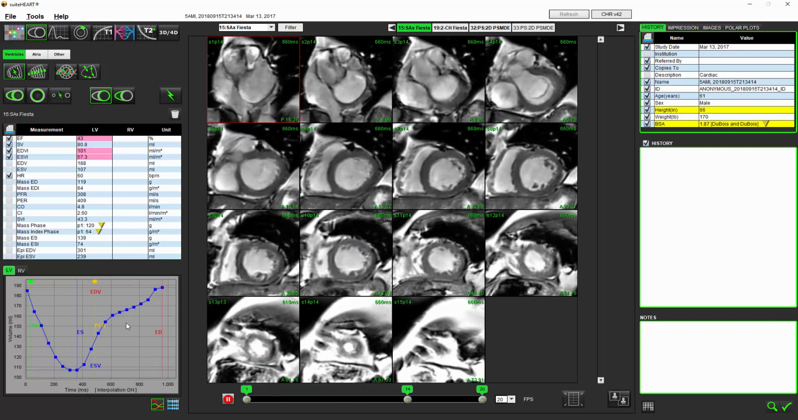So I hope this helps explain the value of tracing all the cardiac phases, even if you don't look at them when you analyze the heart.